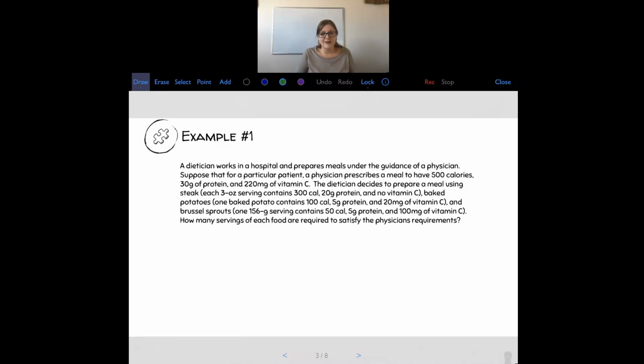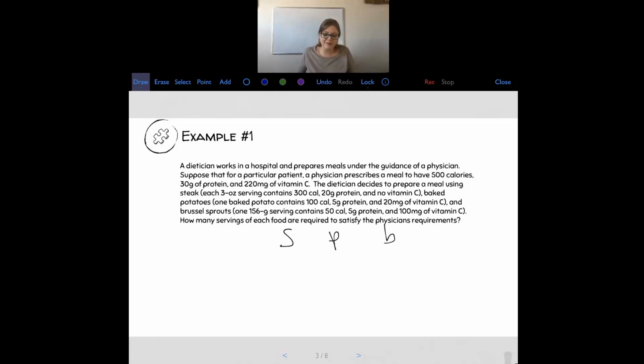So when it's asking how many servings of each food are required to satisfy the physician's requirements, we're talking about servings of steak, baked potatoes, and Brussels sprouts. Okay, so what I would do here is the 3 variables that I'm going to use are S for steak, P for potatoes, and B for Brussels sprouts. Actually, let me make this a little bit cleaner.